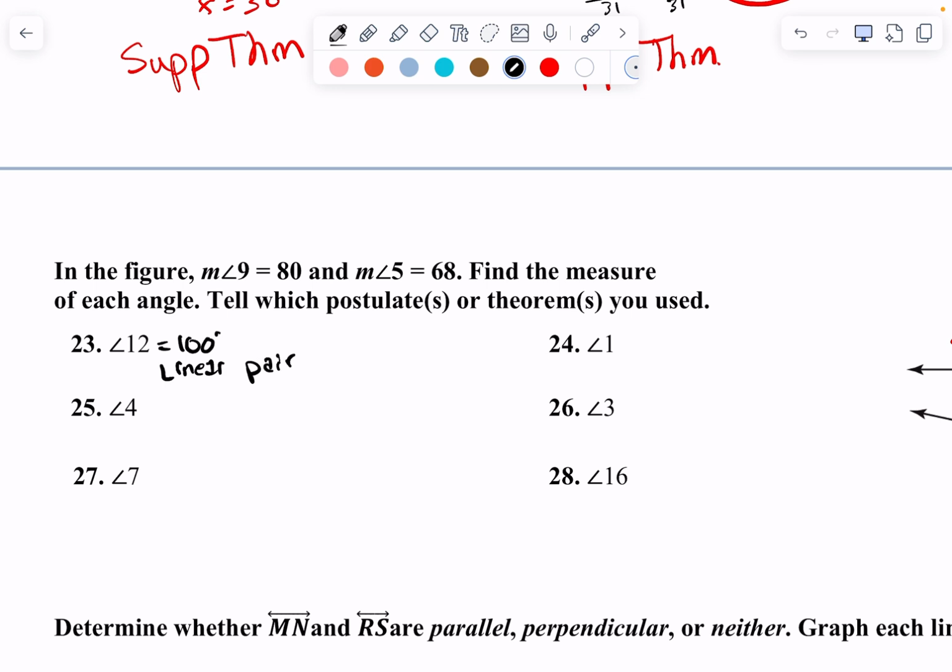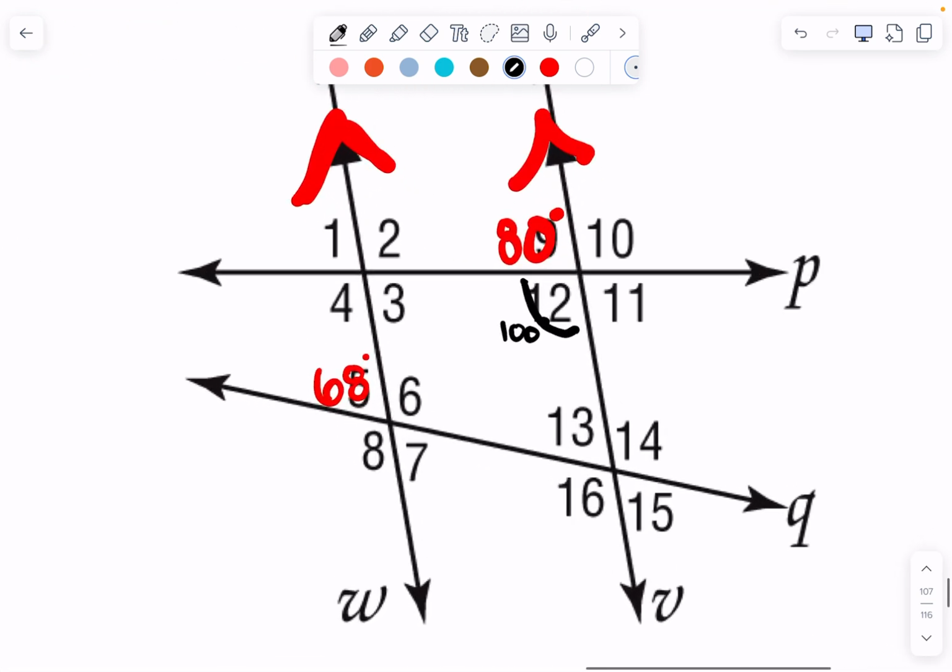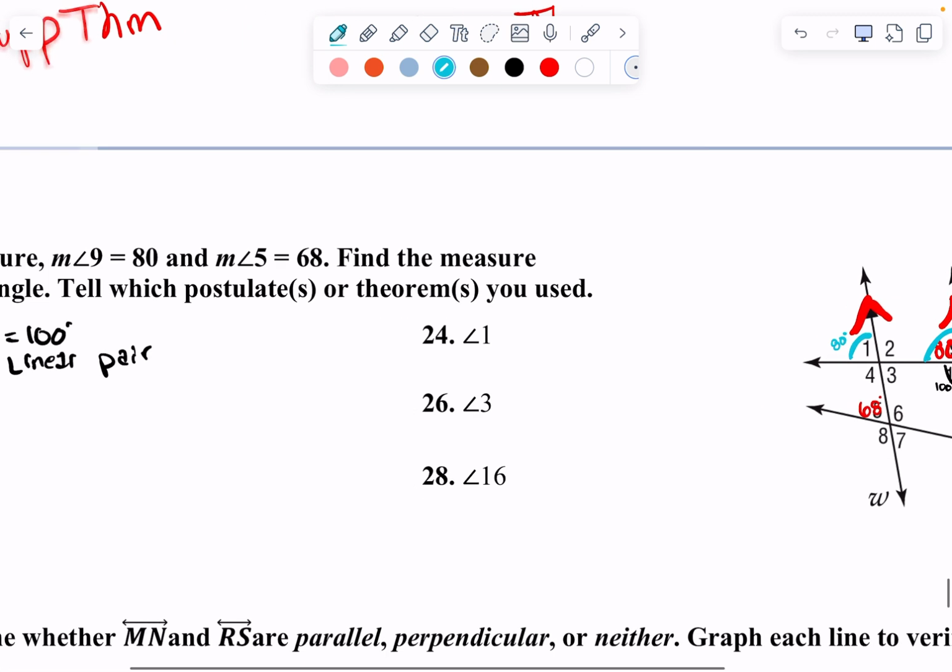Okay, let's go to 24. We're going to angle 1 now. Okay, angle 1, this guy. What is he? 80, because with the 80, the original one that I was given, he is corresponding. They're corresponding angles. So 80 degrees, corresponding angles.